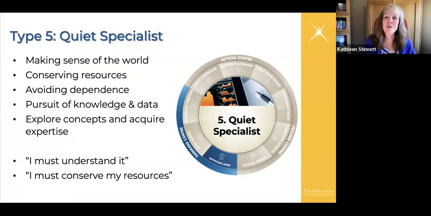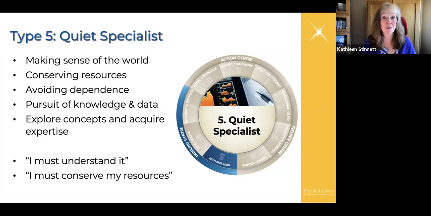And the 5 is motivated to make sense of the world. They're seeking to understand. And so they like gathering information and gathering more data until they can make sense of it and come up with mental constructs and a way of understanding how the world works.